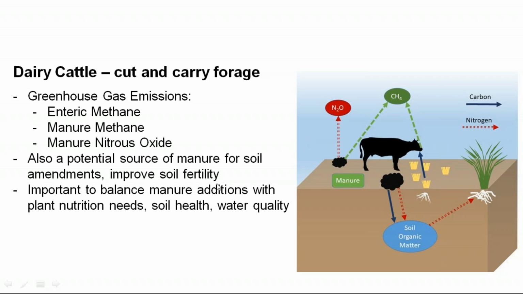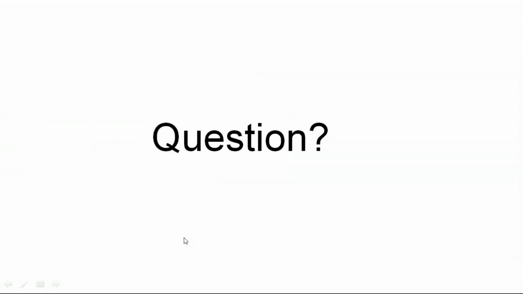So again, from the livestock, we have these emissions from manure, methane emissions, nitrous oxide emissions, and of course, your manure can be added to the soil as a soil amendment, in which case it's going to increase your organic matter. Okay, so that's really just an overview.